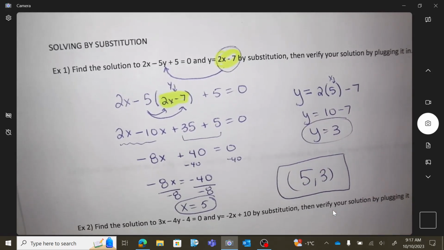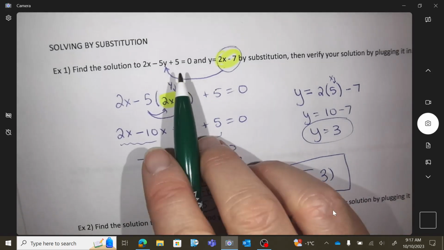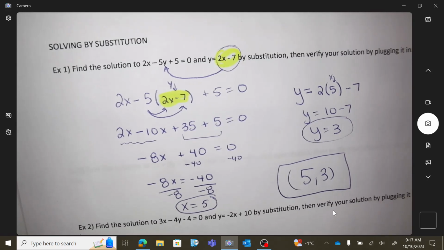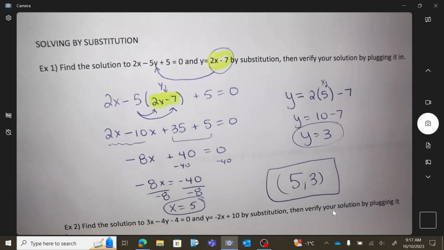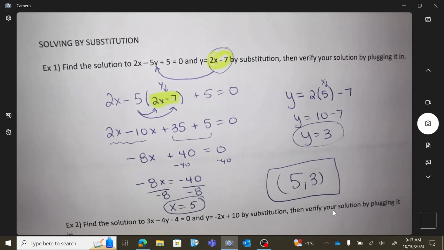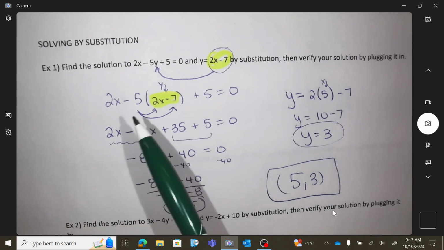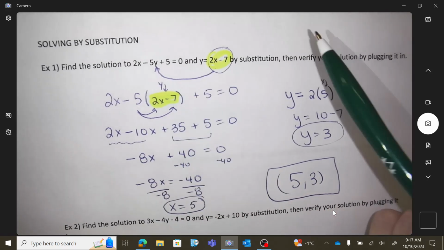So this is a coordinate where they would intersect. That's what this really is, right? This is a line and this is a line. Where do they intersect? 5, 3. Okay, and again on a test, you can 100% just plug that into the original equation over here and see that it would work.